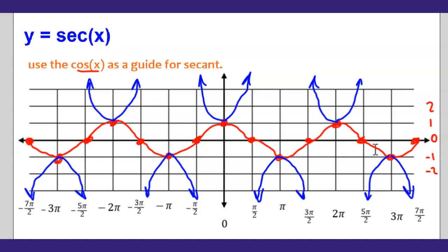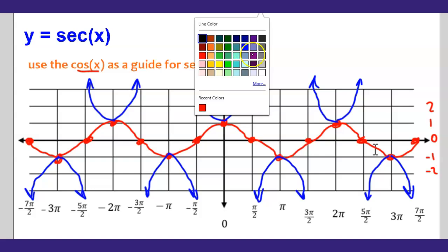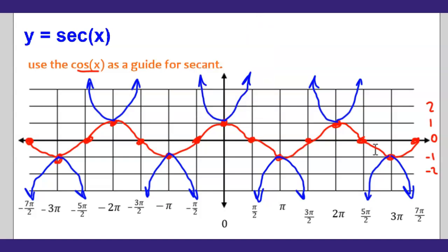Now let me add the asymptotes on there. We'll use that line right there. The graph can't cross that asymptote. Now again, those asymptotes are invisible, guys. I just drew them on there so you can see it. They can't cross those lines.